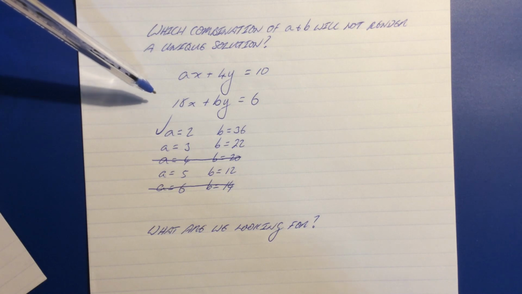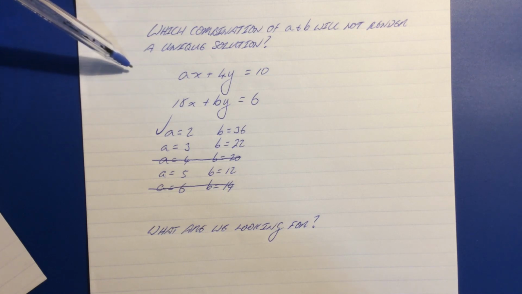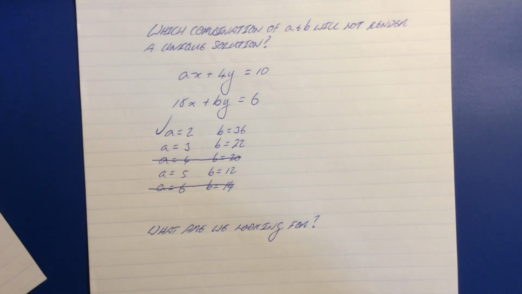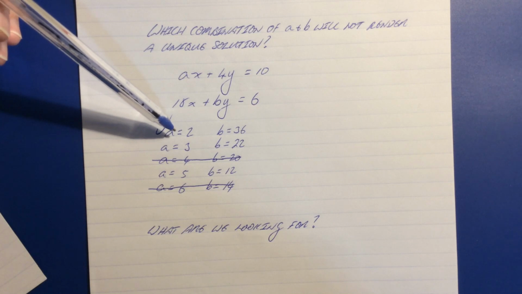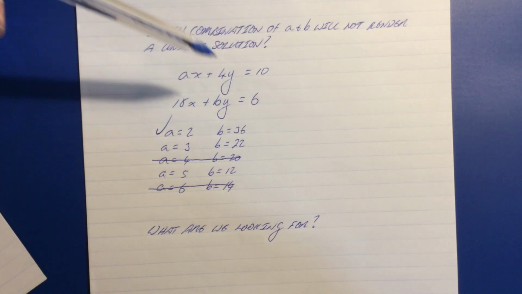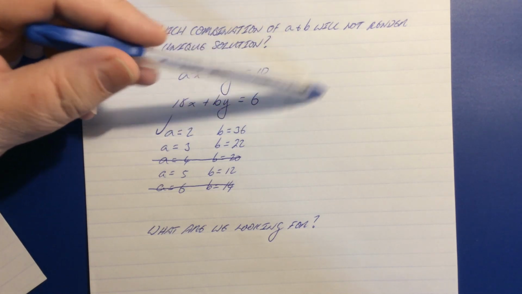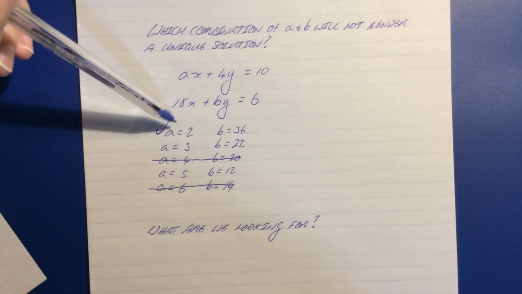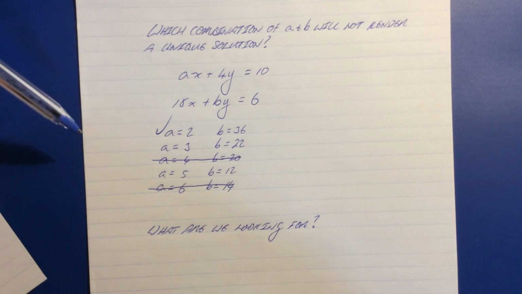To answer the question, how do you do this properly? The first thing is to realize what it is you're looking for. You're looking for a solution that either gives you, as I showed earlier, parallel lines or one line sitting on top of the other. This one here gives you parallel lines.